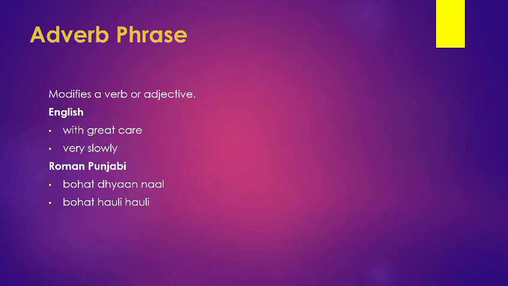Then we have adverb phrases. Adverb phrase, as I've told you, adjective phrase describe a noun. So adverb phrase describes, modifies a verb or adjective. As we say in English, with great care or slowly. In Punjabi we say हौली हौली या ध्यान नाल. In Urdu we say आराम से या तेजी से या आहिस्ता आहिस्ता. So these are called adverb phrases.